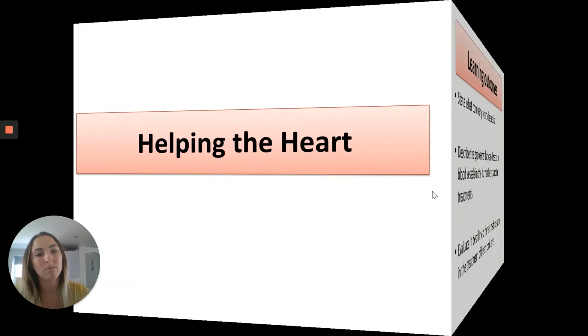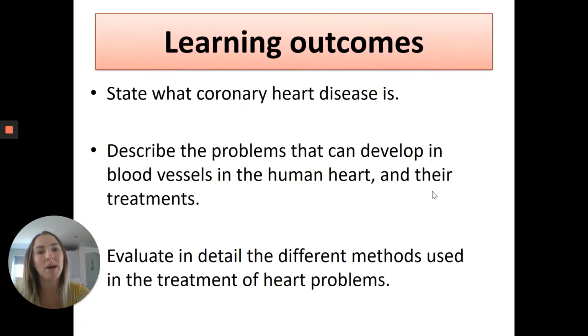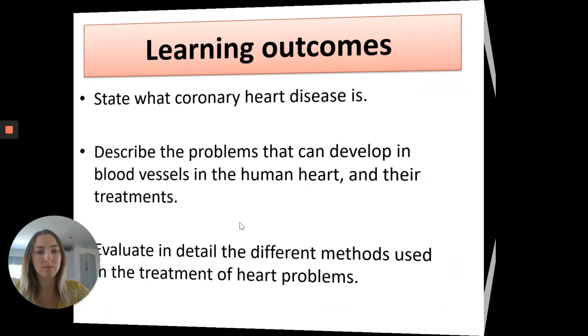Right, so the second part of this lesson is all about helping the heart. What we need to do by the end of this is state what coronary heart disease is, describe the problems that can develop in blood vessels in the human heart and their treatments, and then evaluate in detail the different methods used in the treatment of the heart problems. So basically we need to know what the advantages and disadvantages are. Okay, so first of all, we're going to watch this little video.